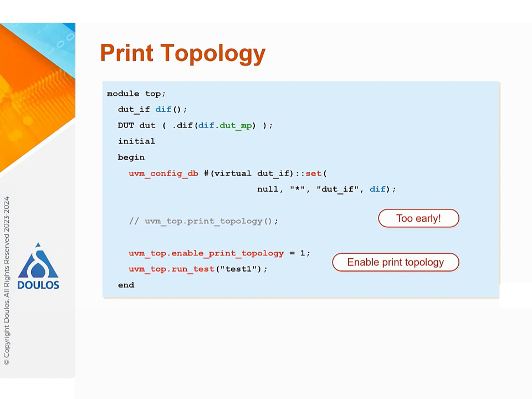But instead, what you could do is you can just tell it to do it automatically. As you see in the second to last line here, we say enable_print_topology equals 1 so that as we run the test, it will then go ahead and print out our topology for us. Let's take a look at what the results are when we print out the topology.